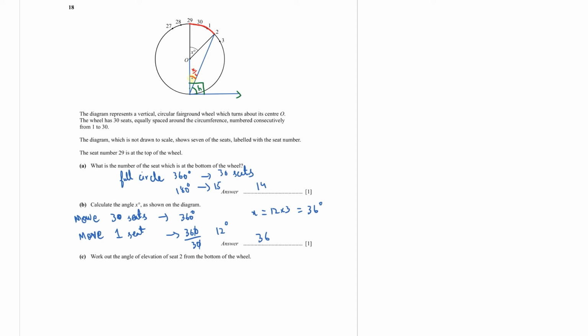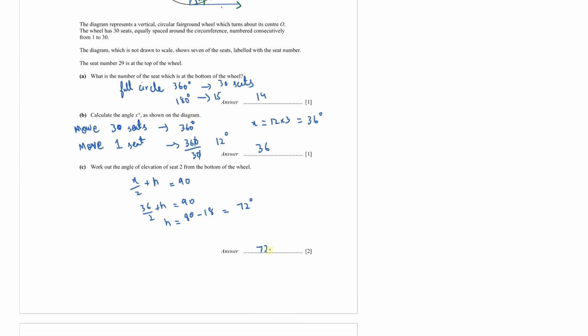So this is x over 2. And this is the unknown angle h, which is the angle of elevation that you're looking for. So x over 2 plus the angle h is what? 90 degrees. So you already know that this angle x is 36. So 36 over 2 plus h will be 90. And 36 over 2 is 18. So h will be 90 minus 18, which is 72 degrees. So the angle of elevation, this angle here, is 72 degrees from the bottom of this wheel here.